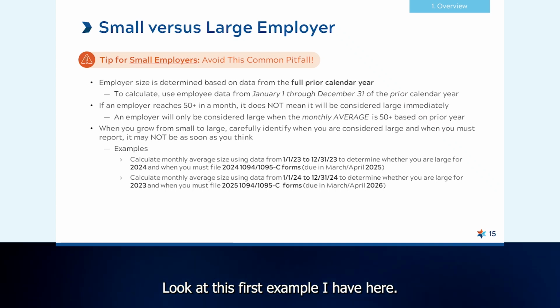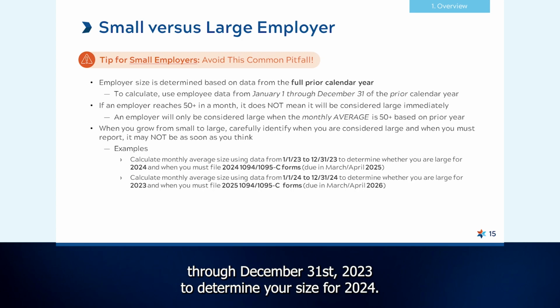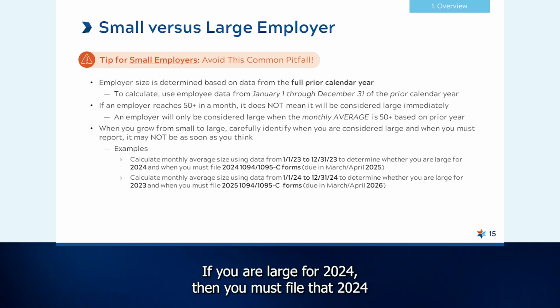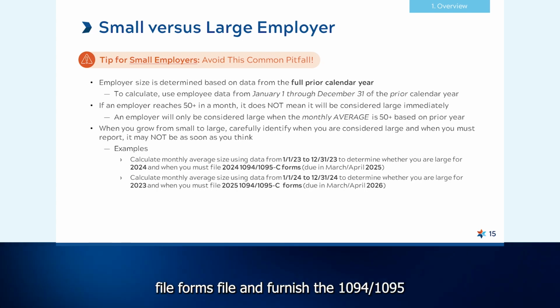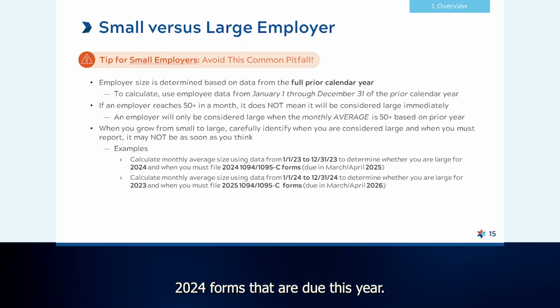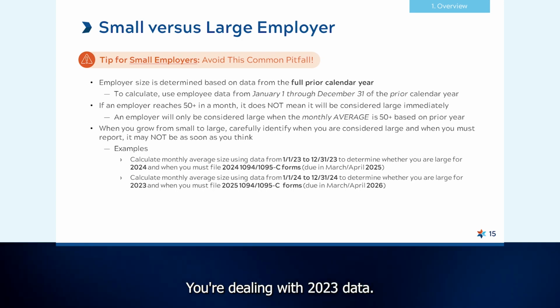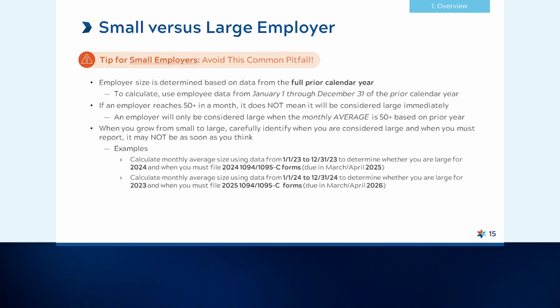Look at this first example I have here. Calculate monthly average size using data from January 1st, 2023 through December 31st, 2023 to determine your size for 2024. If you are large for 2024, then you must file the 2024 file and furnish the 1094, 1095, 2024 forms that are due this year. Does that make sense? So you're dealing with 3 different years. You're dealing with 2023 data, you're large for 2024, and you file in 2025.